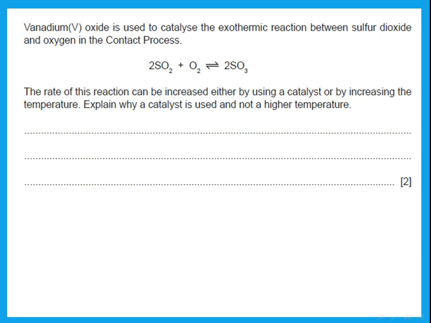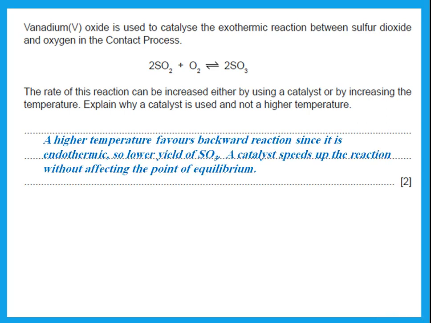Now, if the forward is exo, that means increasing temperature or using a higher temperature will shift the reaction to the left, backward. And that means I will end up with less SO3. That's why I don't use a higher temperature, because higher temperature will favor backward reaction or force the equilibrium to the left, so less SO3 will be formed. Why do I use a catalyst? I use it to speed up the reaction.